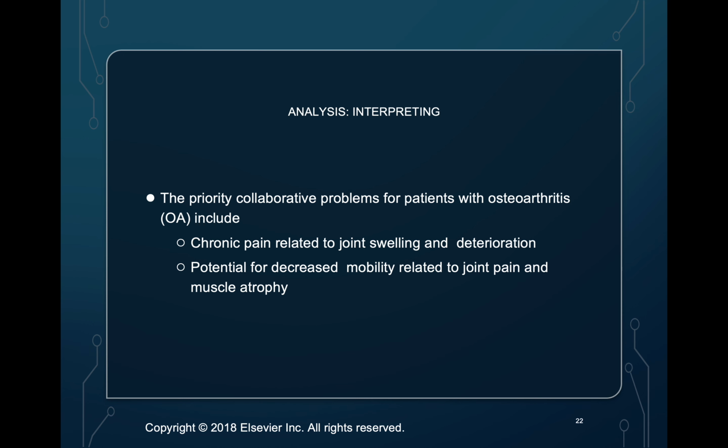Same thing with our interventions for mobility for these patients. We might have some instability in their gait, and so we might look at getting physical therapy involved for strengthening and joint mobility, as well as assistive device recommendations. Things of that nature.